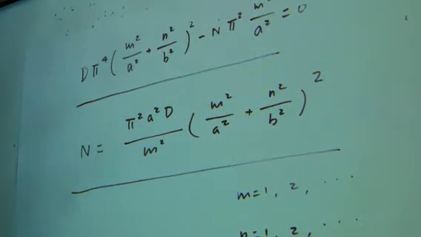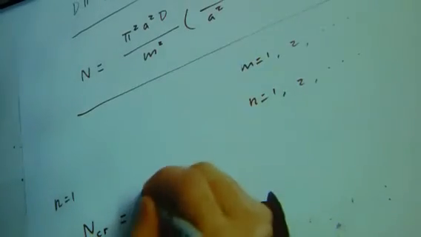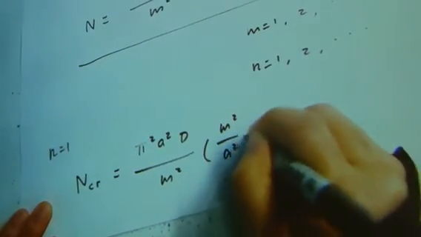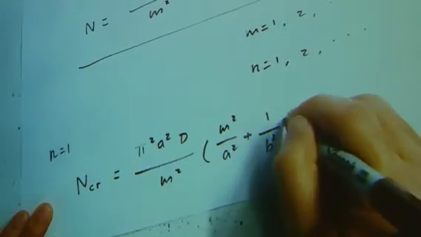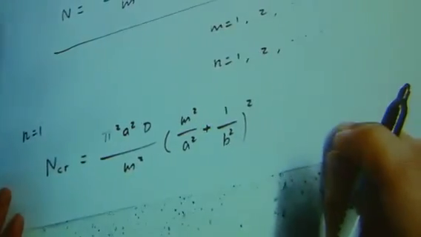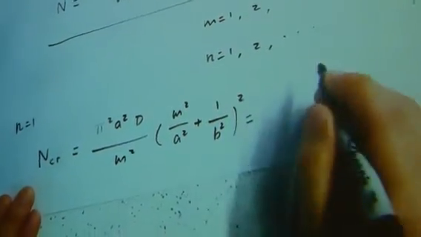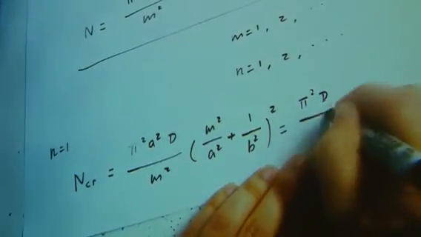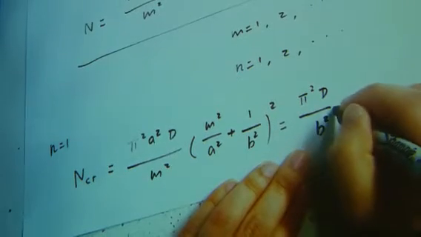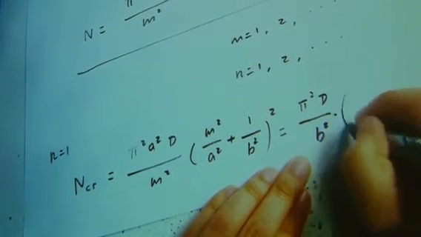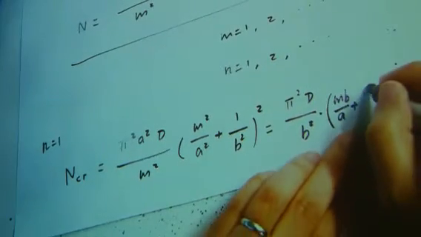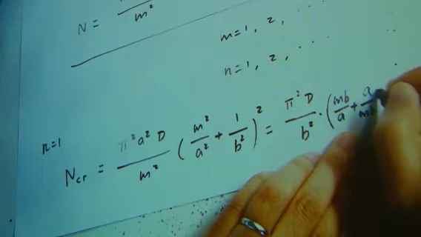So the minimum critical loading will be pi a b, m squared over a squared plus n squared over b squared, because n equals 1. I can further simplify this. It becomes pi squared D over b squared times (mb/a + a/mb) squared.